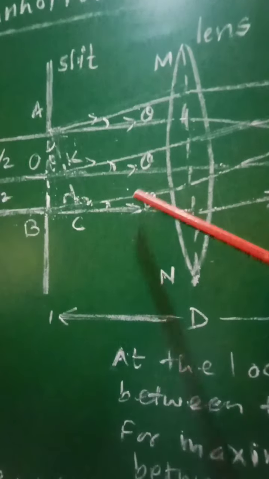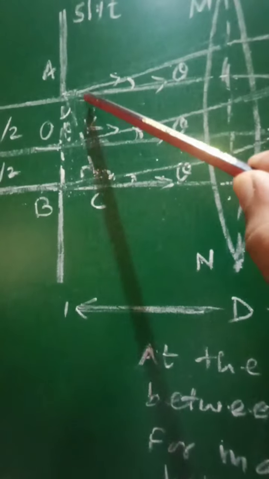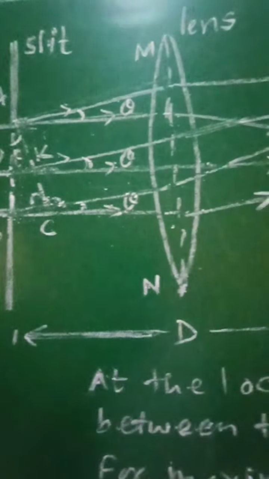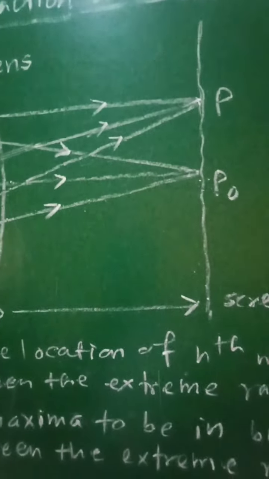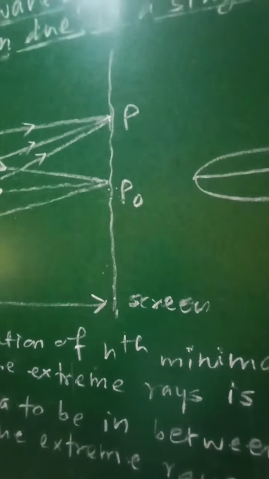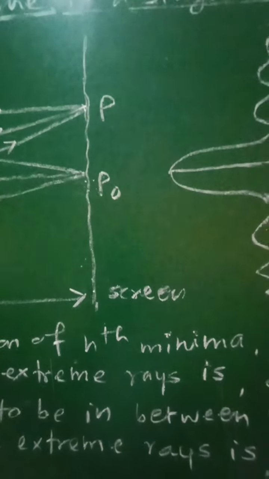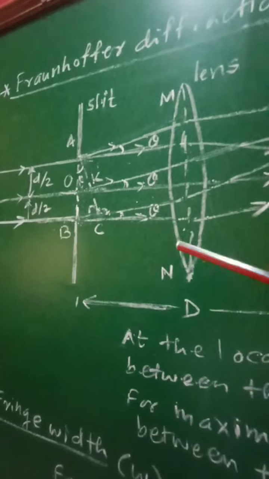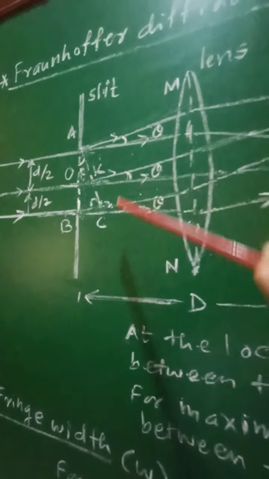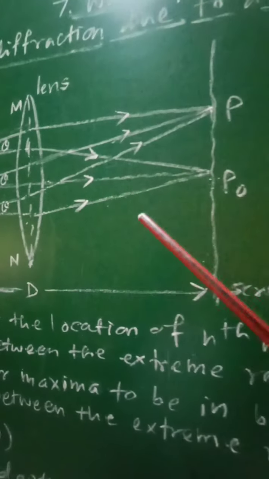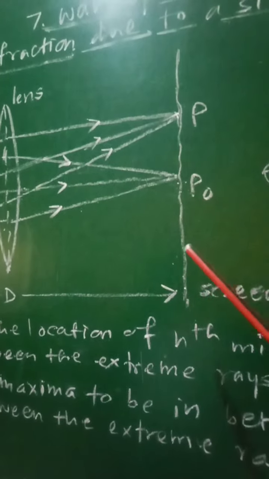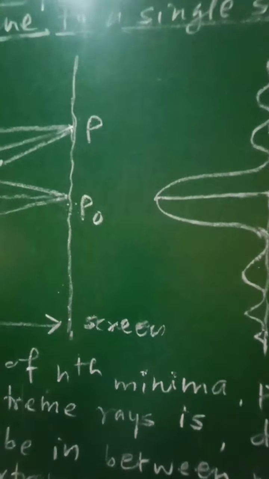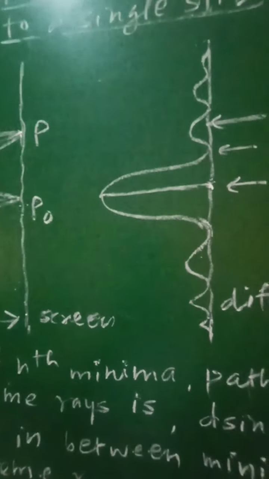Similarly, we can say that all the points between A and O, that is AO as well as BO, will give rise to destructive interference at point P on the screen, and hence point P will act as a minimum. So in this way, when the slit is divided into a large number of slit elements, then alternately on the screen there will be constructive interference as well as destructive interference, and hence alternately we will get the maxima and minima.